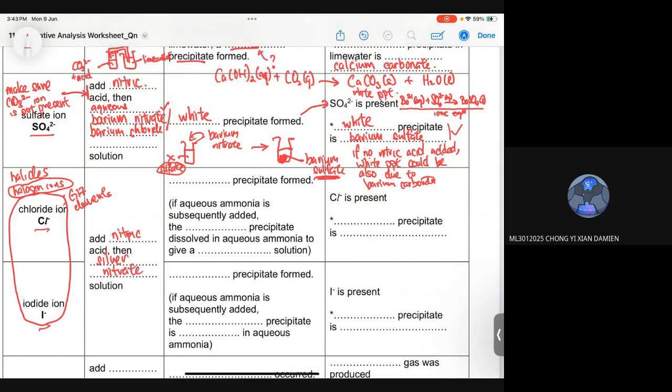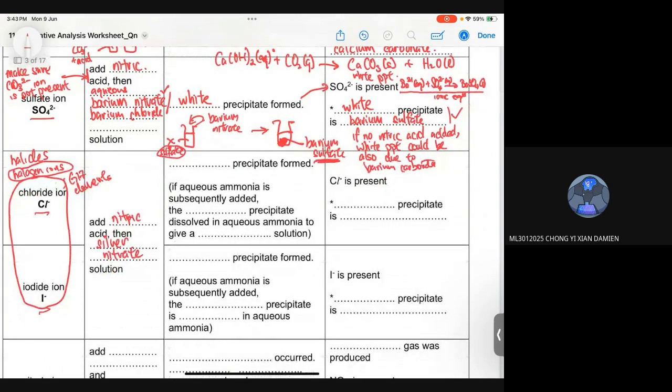Now, what is so special about this silver nitrate being added? The silver there causes a precipitate with the halides. So it will precipitate out the halides. It could be either chloride or it could be iodide.